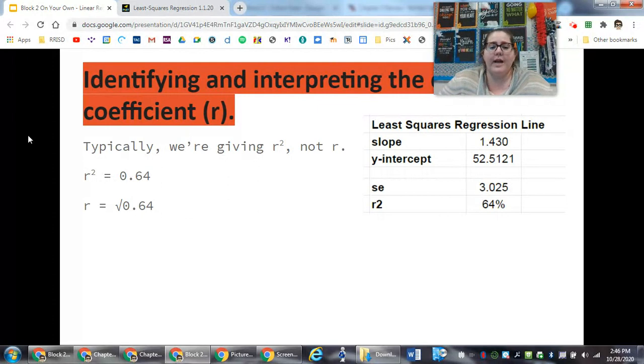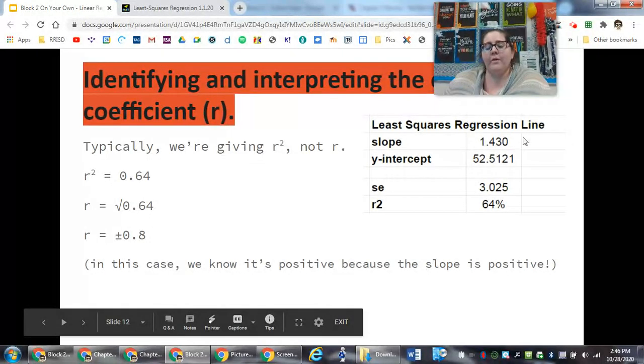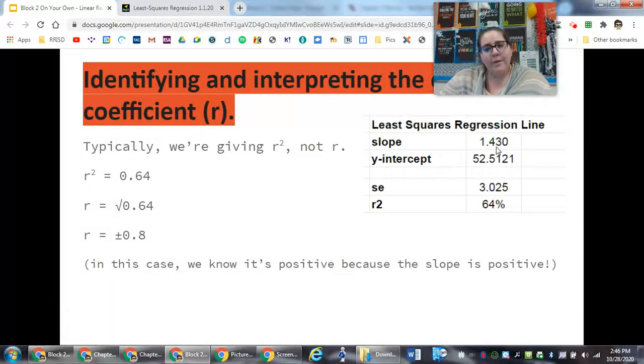So we take a square root from both sides and we get R equals the square root of 0.64, which is plus or minus 0.8. Again, if R was negative 0.8 and we square it, we would also get 0.64. So it could be either plus or minus 0.8. If all we were given was the R squared and nothing else, I would have no idea whether it was positive or negative. But on this one, I do know it's positive 0.8 because I see that the slope of our line is positive. And our slope sign, positive or negative, should be matching the correlation direction. If our slope was negative, then we would know R would be negative. So it's got to match.